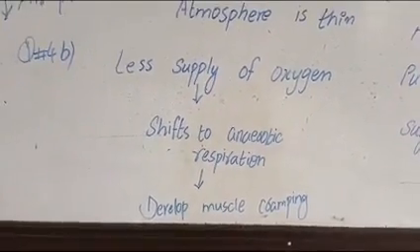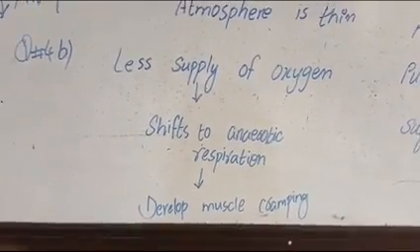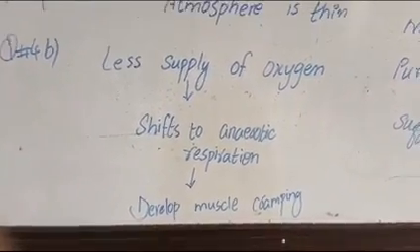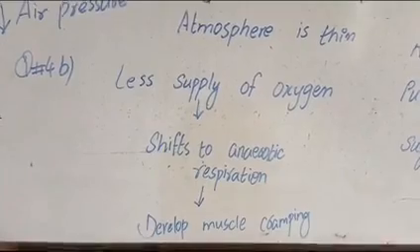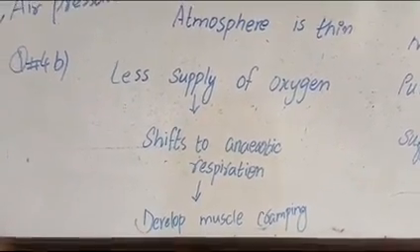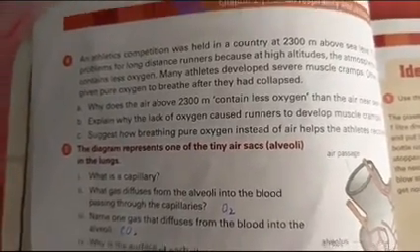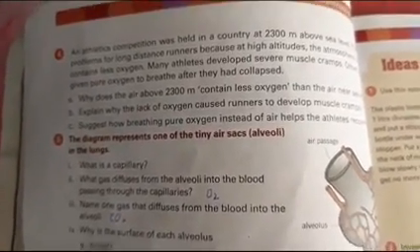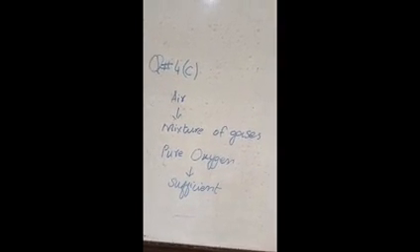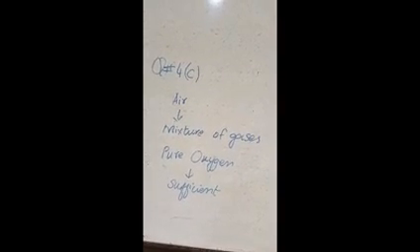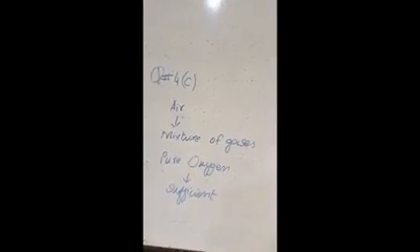Runners will develop muscle cramping as the muscle needs a lot of energy. If there is less supply of oxygen, then their body shifts towards anaerobic respiration and as a result, they develop muscle cramping. Statement C: breathing pure oxygen instead of air. How does that help recovery? As you know, air is a mixture of gases, so it contains other gases as well, while inhaling pure oxygen will be sufficient for their recovery.